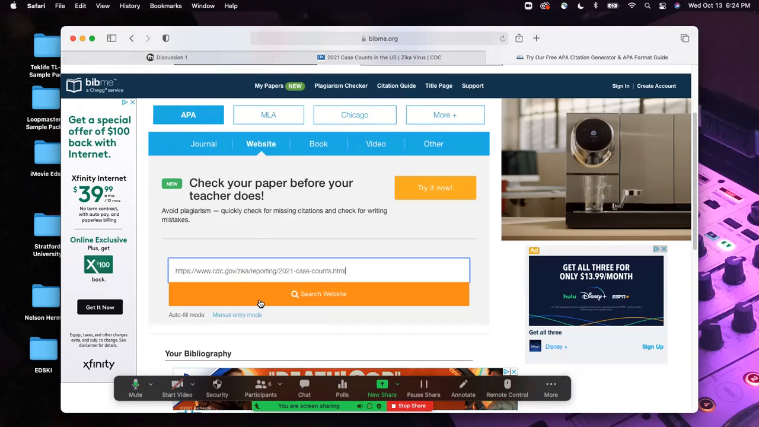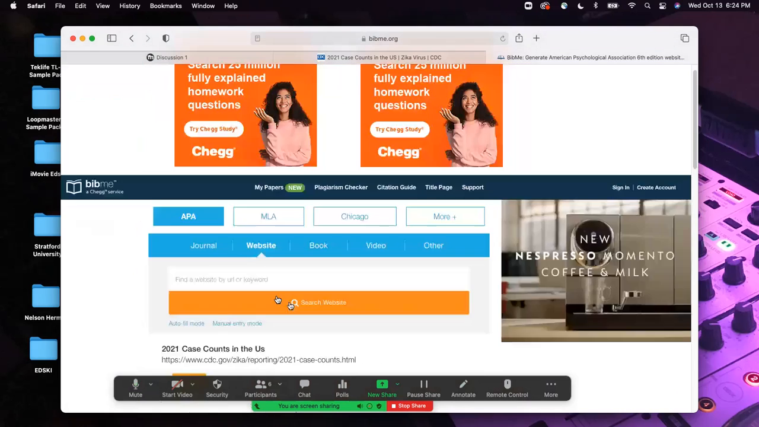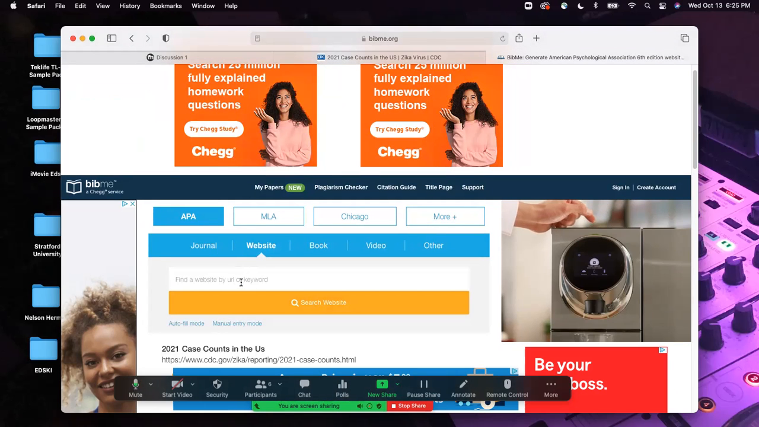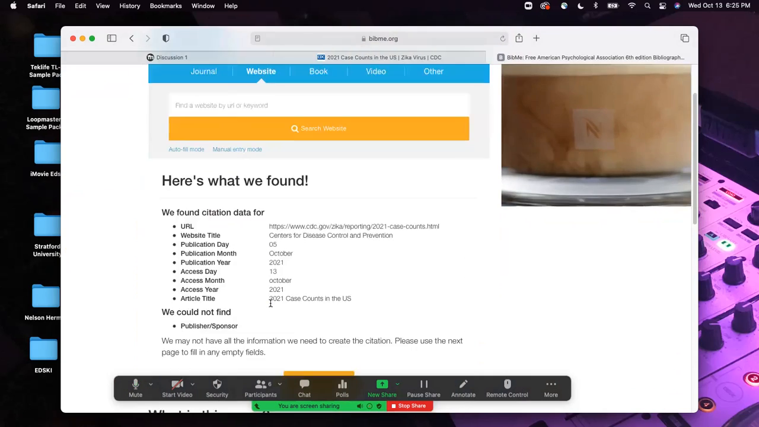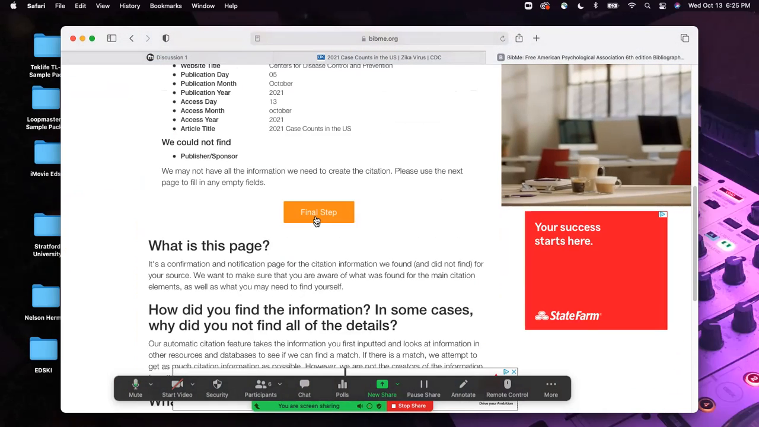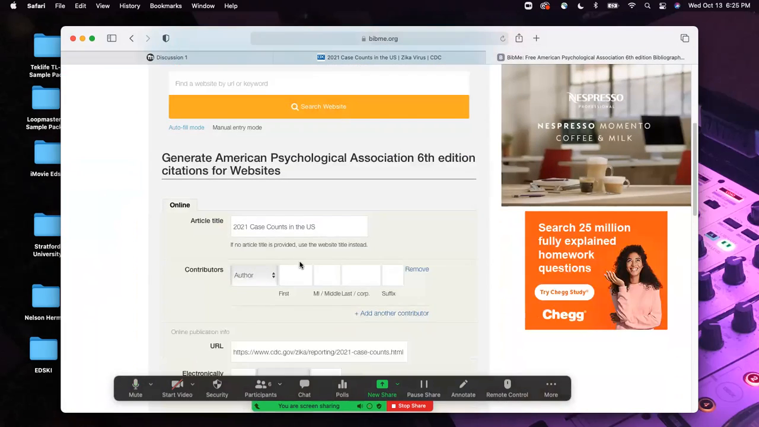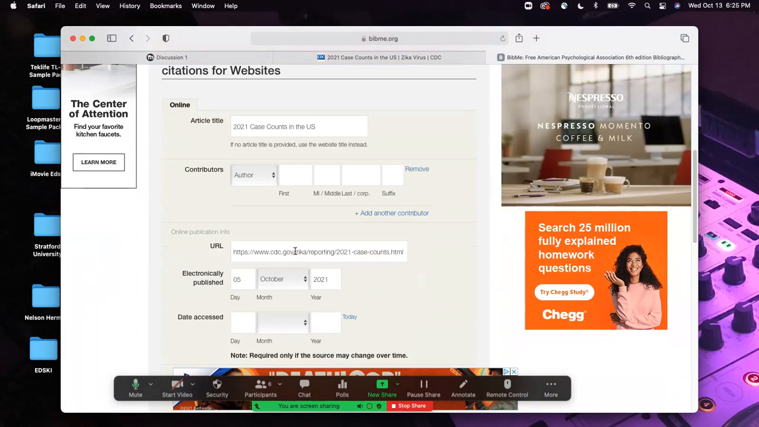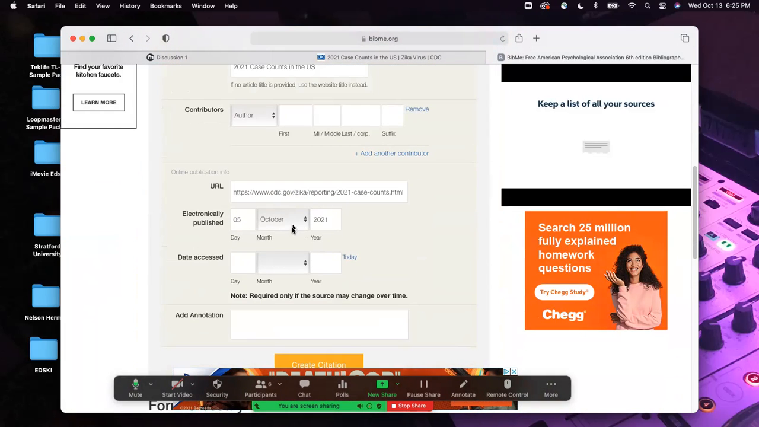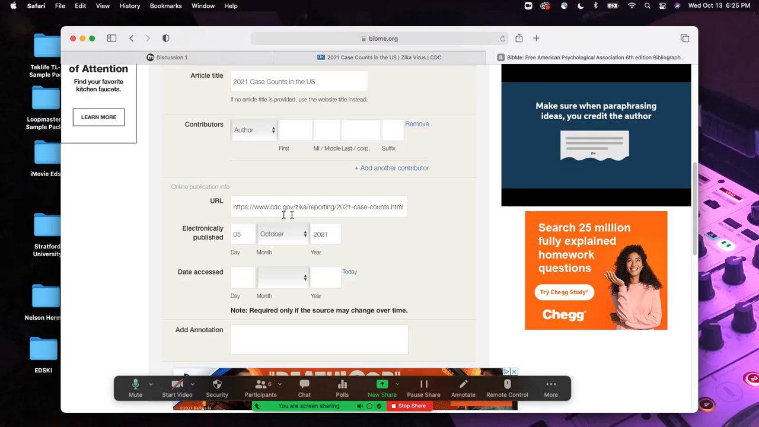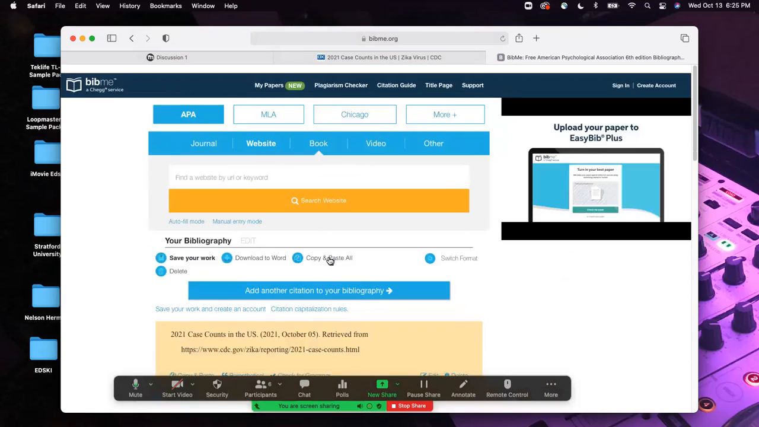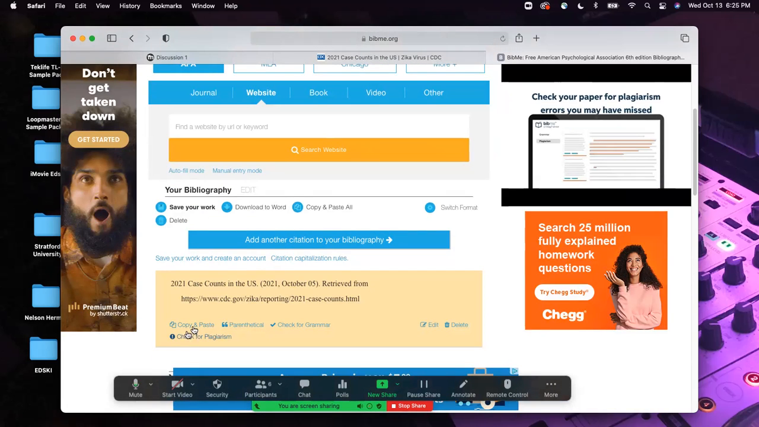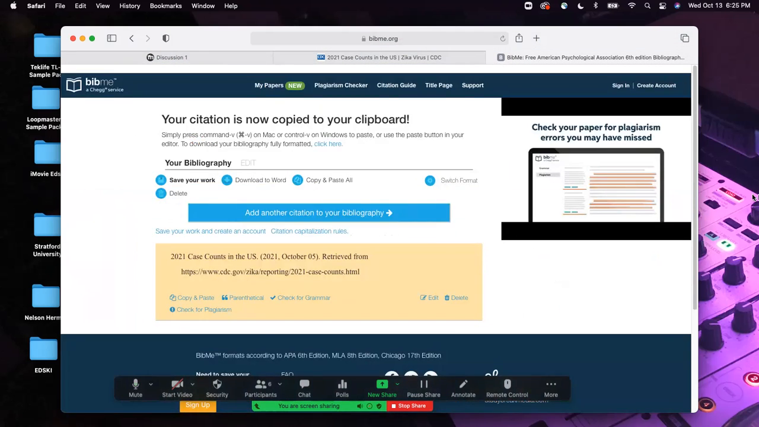I put the website or the thing I was looking for here. It tells me, is this what you want to look at? Yes, it does. I select it, right? And then I click on final step. And look, there was no author, but lovely. Look at that, 2021. It's from a legit thing, Center for Disease Control. So I want to create that citation. And it's right here. I copy and paste it.